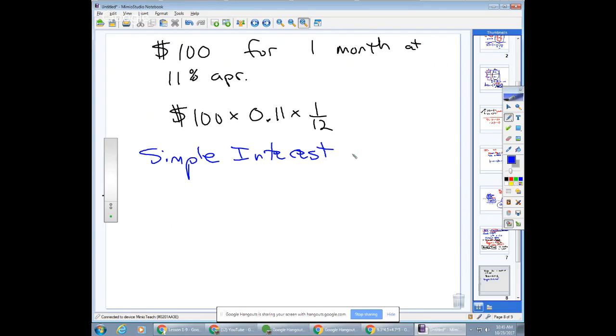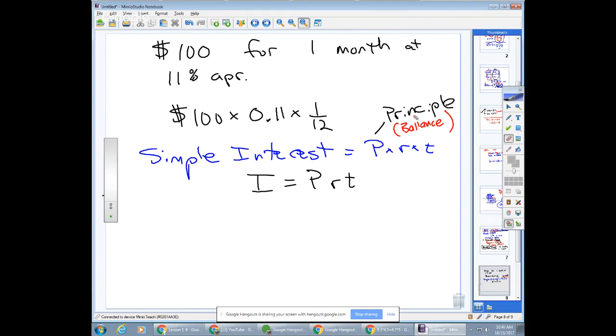Okay. So with simple interest, you just take the amount. Sometimes that's called the principal. I'm going to call it P. And you multiply by the rate, and then you multiply by the amount of time that's gone by. Okay. So you might have seen the formula before, I equals PRT. P stands for principal. It's just the amount of money you're starting off with. So principal can also be called a balance.